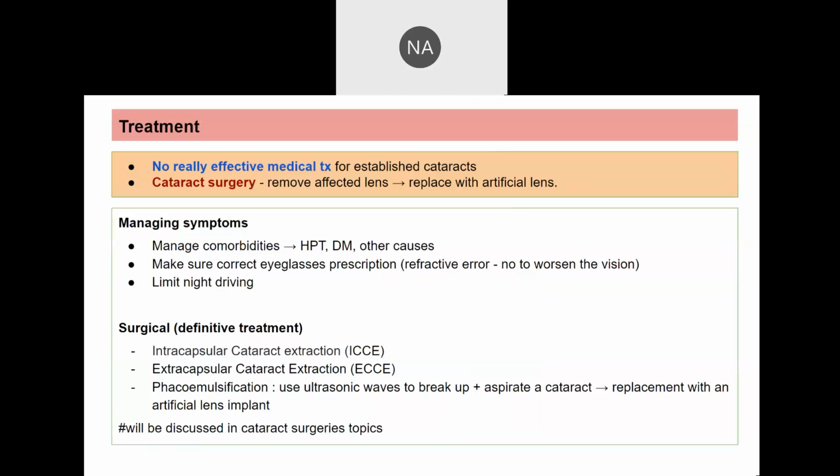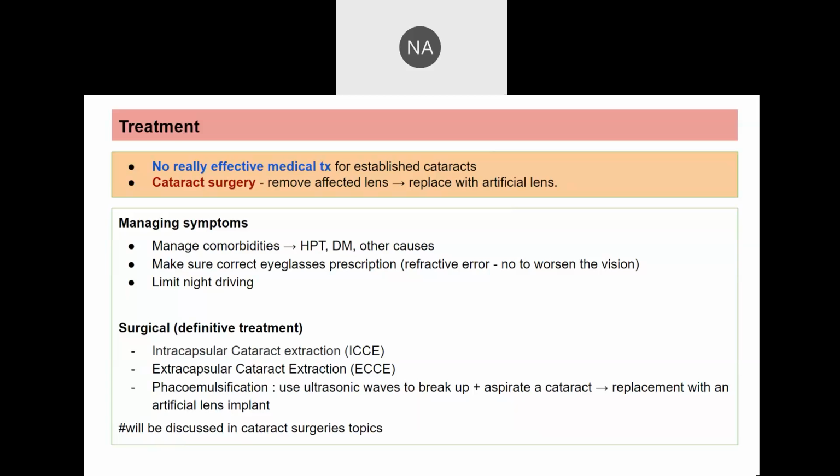And then for the treatment, as usual, there is actually no really effective medical treatment. Cataract surgery is the only way, to replace it with an artificial lens. Cataract surgery will later be presented by other people at the end of the session. I think that's all from me.